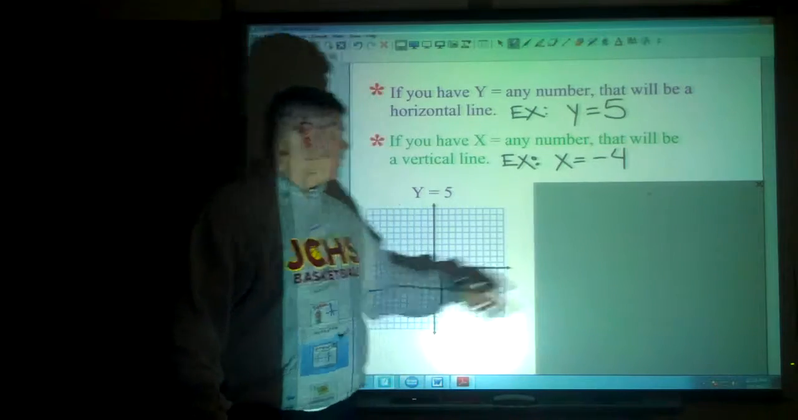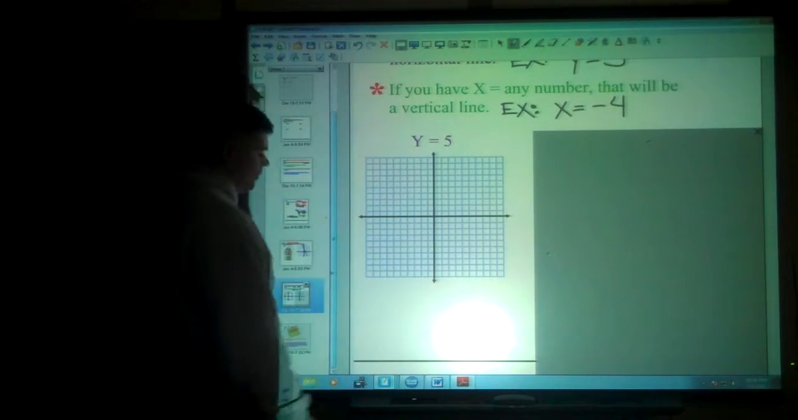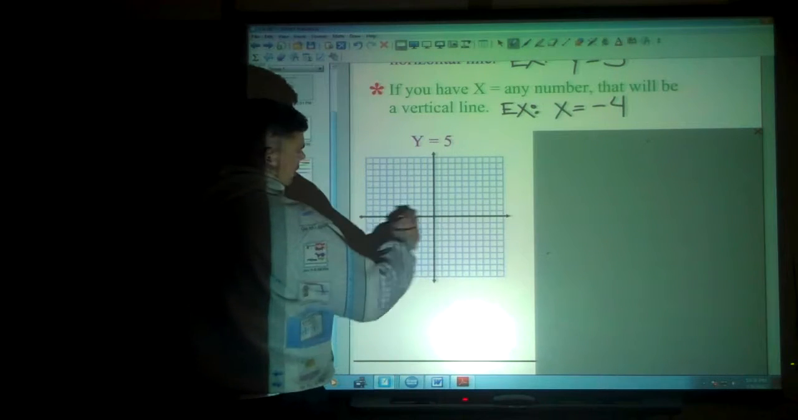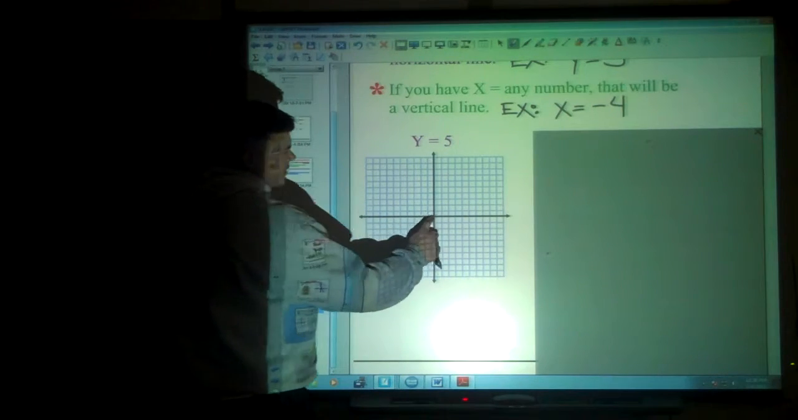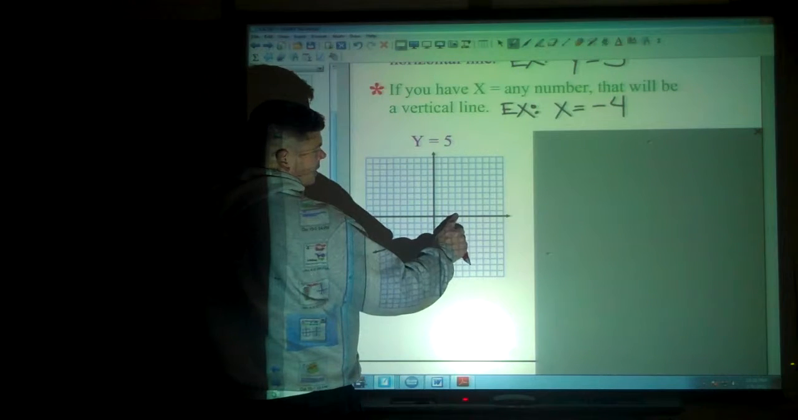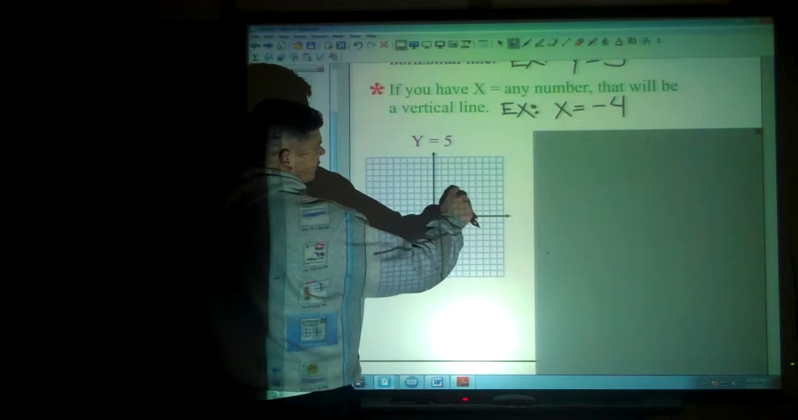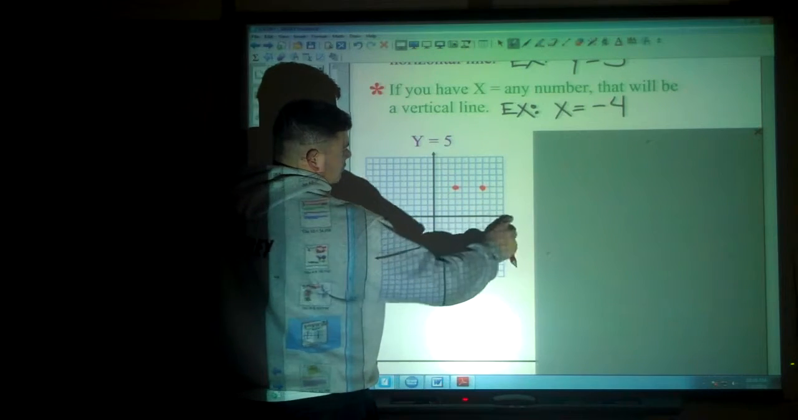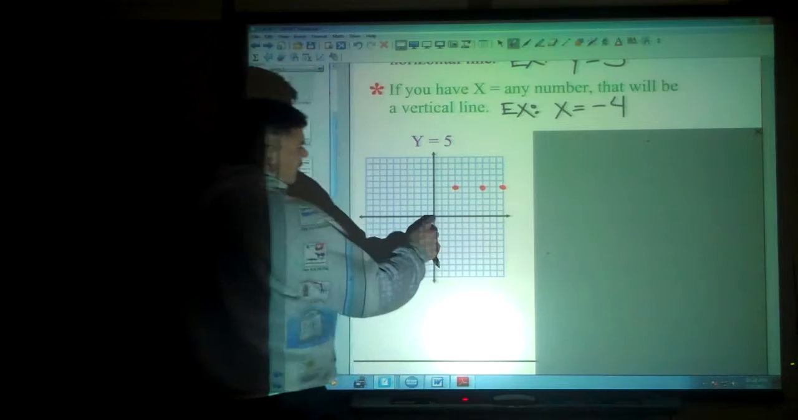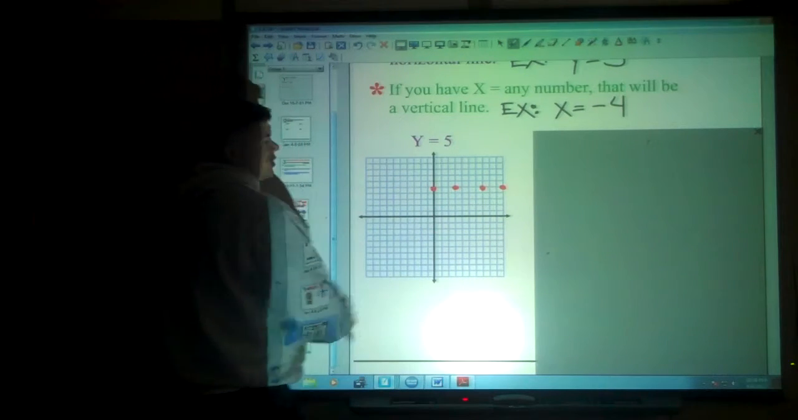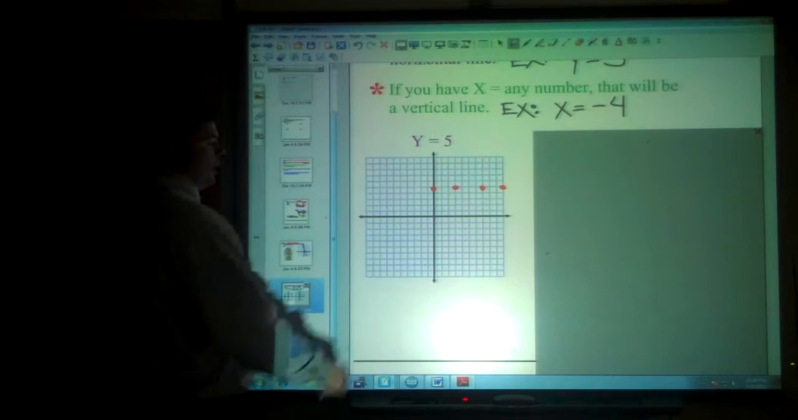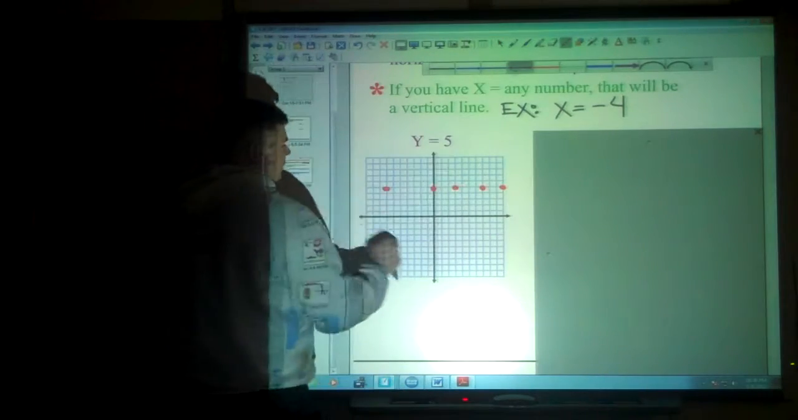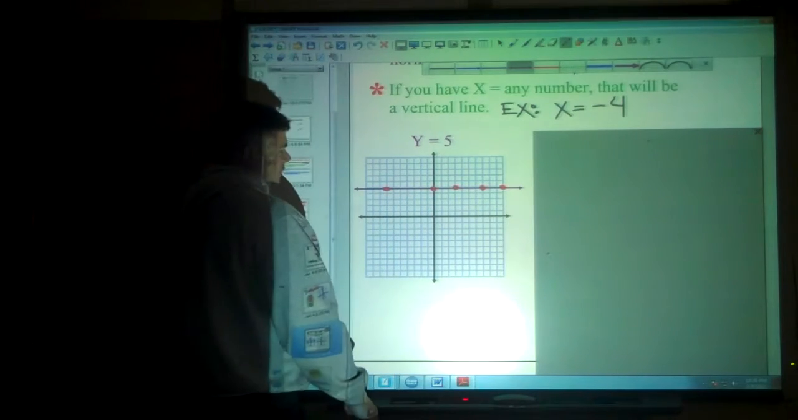Alright? Taking a look at that one. Here's y equals 5 right here. That means that no matter where x is, I don't care where you are, y is always going to be 5. What if x was 3? Okay, great. Doesn't matter. Y is 5. What if x was 7? Okay, there's x is 7. Y is 5. What if x was 10? Great. Y is 5. What if x was 0? Okay, y is 5. You'll notice it's starting to make a horizontal line because no matter where we go, we always have a y value of 5.